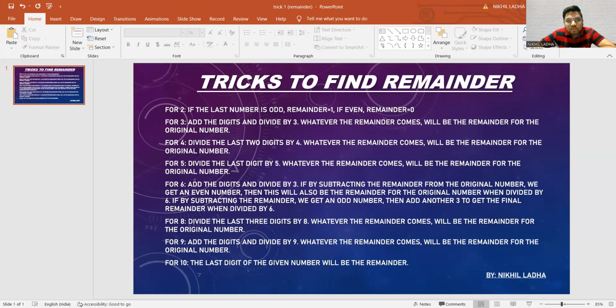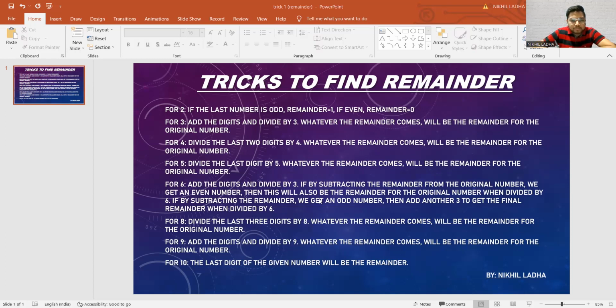Because for the divisibility rule of 6, what do we need? We need a number which is divisible by 2 and 3 both. So if it is coming as an even number, then whatever remainder comes when it is divided by 3, the same will be the remainder for the original number when divided by 6. But if by subtracting the remainder we get an odd number, we know that an odd number cannot be divisible by 6, then another 3 will be added to get the final remainder when divided by 6. So the theoretical part seems to be a bit complicated.